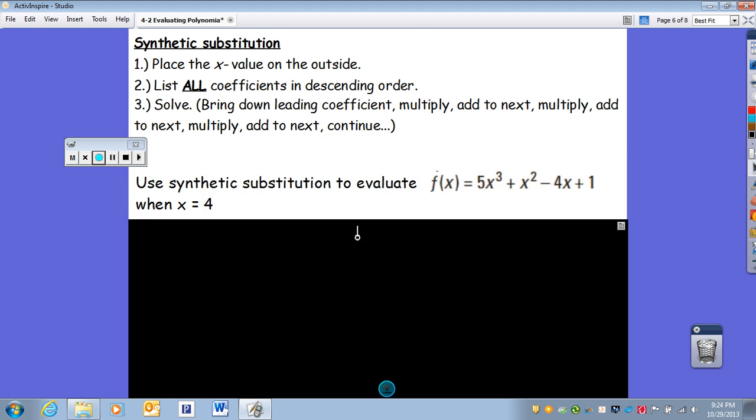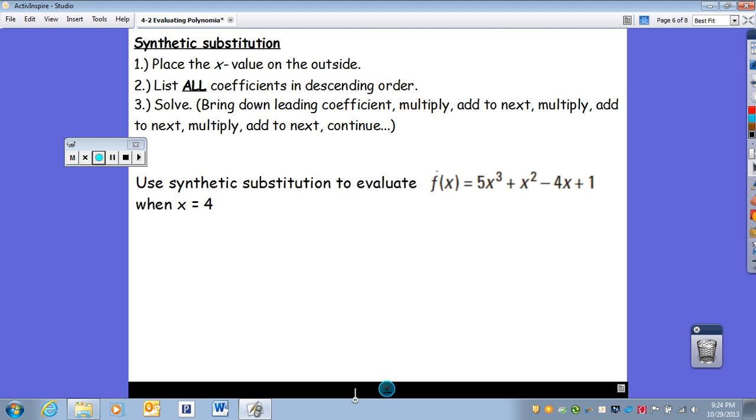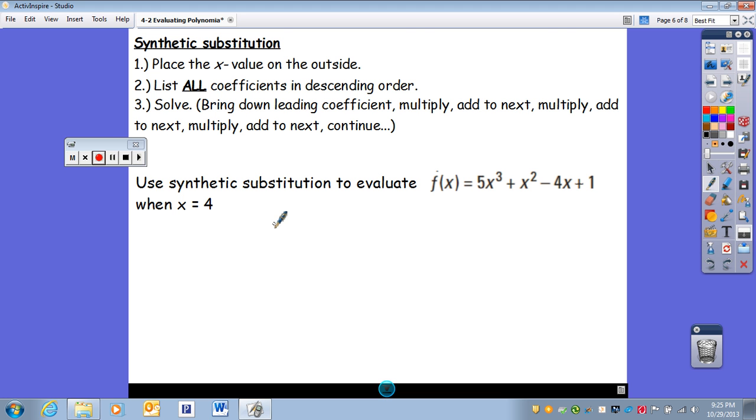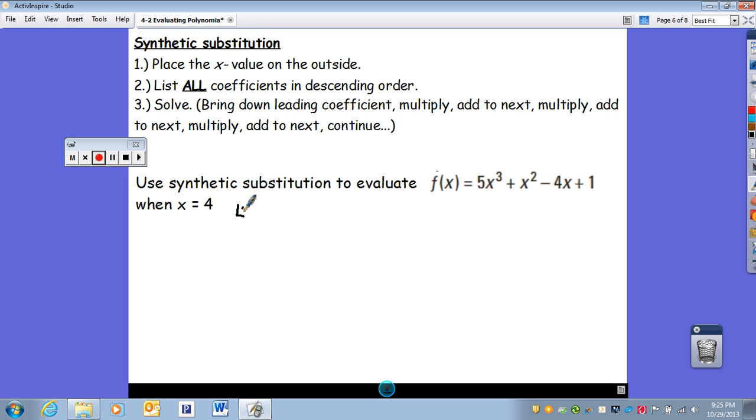So here is an example that we are going to do with synthetic substitution. So following the rules, we're going to take our 4 and we're going to place it on the outside. Then we draw basically a right angle or part of a box, and we're going to list our coefficients in order on the top row. So we have 5, and then we have a 1, and then we have a -4, and then we have a 1.